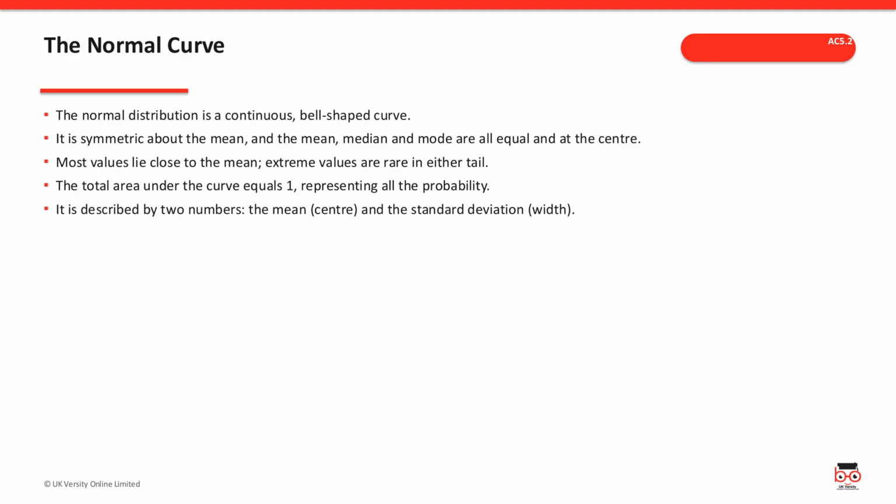Now the star of continuous distributions, the normal distribution, that famous bell-shaped curve. It's symmetric about the mean, and because of that symmetry, the mean, median, and mode all sit together at the center. Most values cluster close to the mean, while extreme values are rare, tailing off on both sides. The total area under the curve is 1, representing all the probability, and it's pinned down by just two numbers: the mean, which sets the center, and the standard deviation, which sets the width.